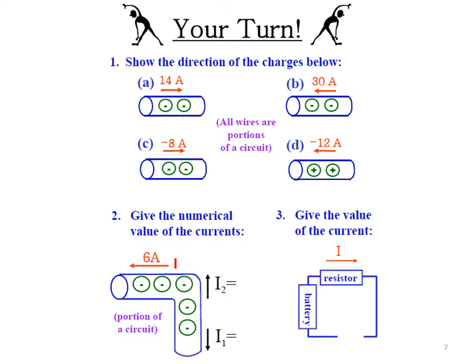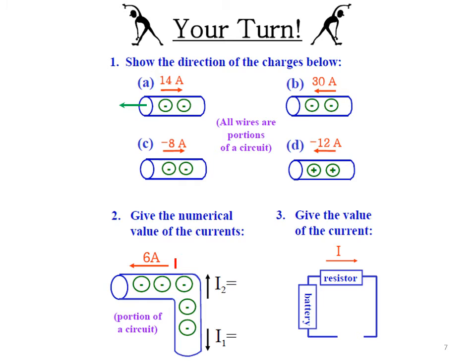Let's do some exercise. Exercise 1. Show the direction of the charge below. A. We have 14 amps with direction from the left to the right. So in this case, the direction of the negative charge is opposite, okay, from right to left.